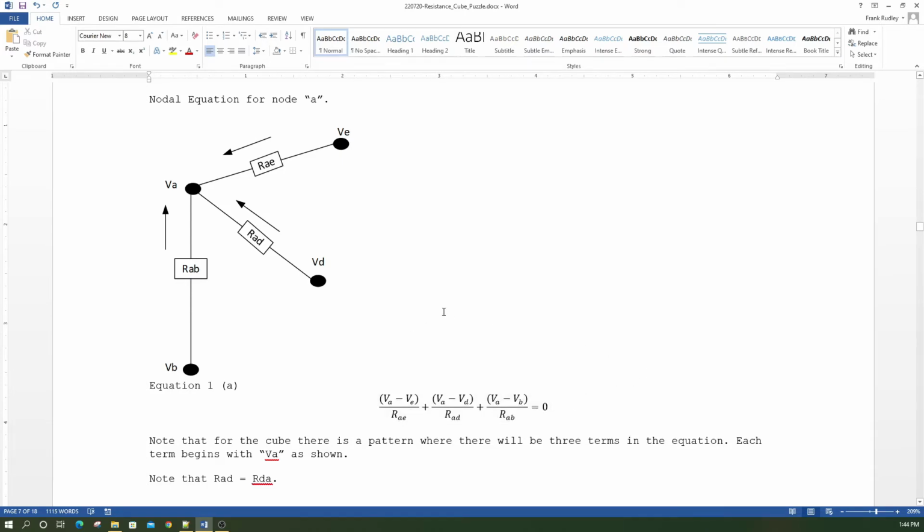You'll always see 3 terms here because there are 3 currents. Each one of these represents a current. Because the currents are always running into the node, the first term is always going to be VA. In all these equations, you want to verify VA, VA, VA, and then you subtract. So this one is VA minus VE over RAE. It's always over the resistance in this path. Then this is A minus D, and you assume this is more positive than that.